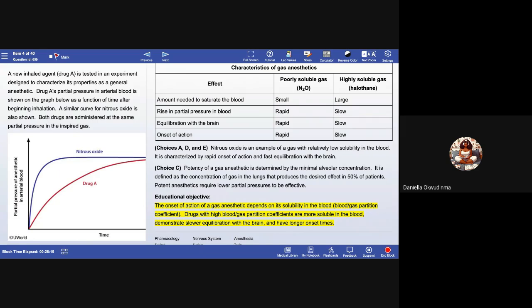Nitric oxide is an example of a gas with relatively low solubility in the blood, characterized by rapid onset of action and fast equilibration with the brain. Choice C, the potency of a gas anesthetic is determined by the minimal alveolar concentration. It is defined by the concentration of the gas that produces the desired effect in 50% of the patients.